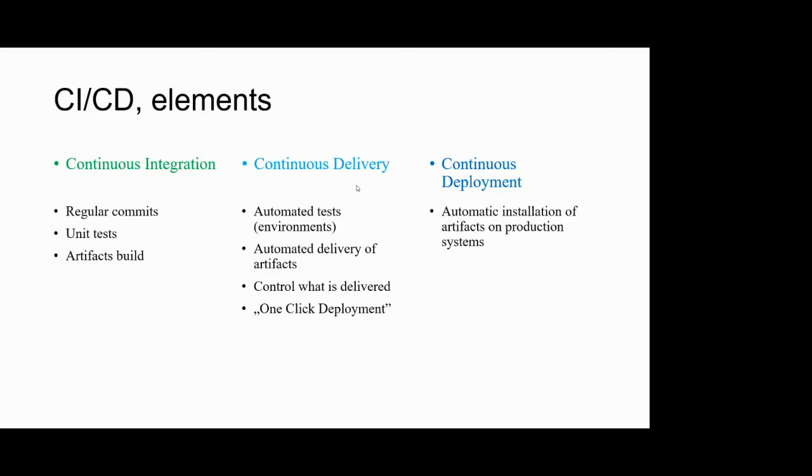This means automatic installation of your artifacts on production systems. This is like a zero-click deployment. So when you commit your code, finally, without any intervention, it lands on your production system. Very small change, only one click, but everything changed in between, because you need to be really well prepared for this.